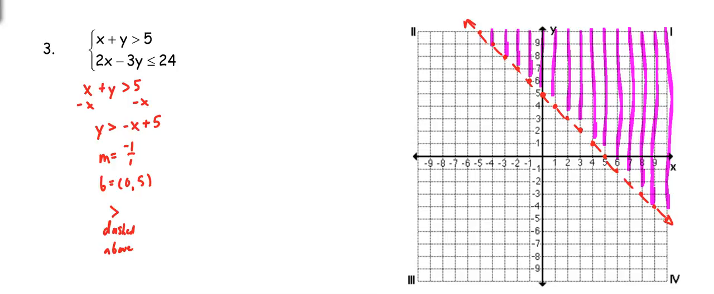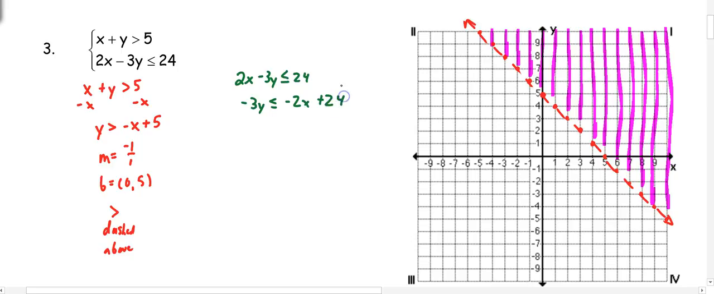And then our second equation is 2x minus 3y is less than or equal to 24. So again, we need to solve for y. The first step would be to subtract 2x from both sides. So we get negative 3y is less than or equal to negative 2x plus 24. Then we're going to divide by negative 3. Everything is divided by a negative, so we're going to flip our sign again. So y is greater than or equal to 2/3 x minus 8.